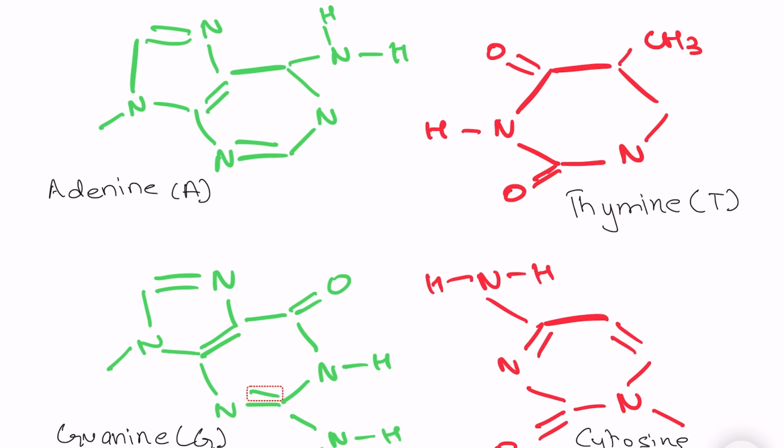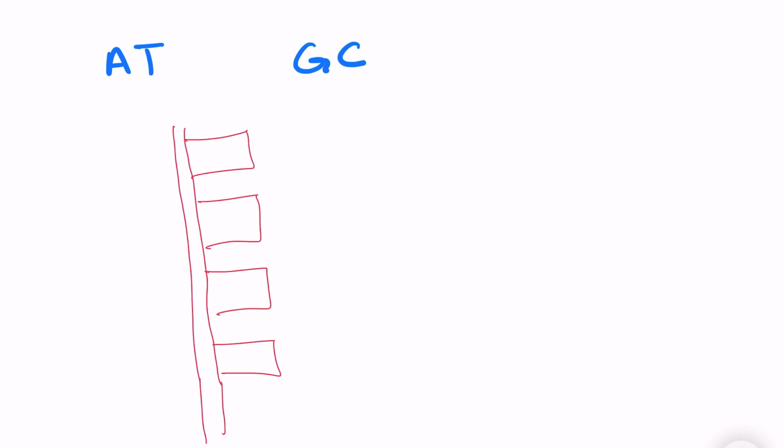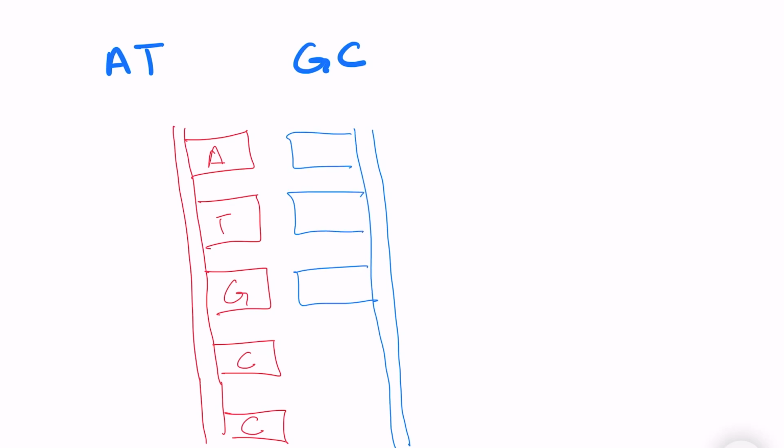The base pairing in nucleic acids is highly specific. Adenine always pairs with thymine by 2 hydrogen bonds, while guanine always pairs with cytosine by 3 hydrogen bonds. It's very important to always remember this base pairing, AT and GC. Since the base pairing is always complementary, if we know the nucleotide sequence of one strand of a DNA molecule, we can always predict the nucleotide sequence of the complementary strand.